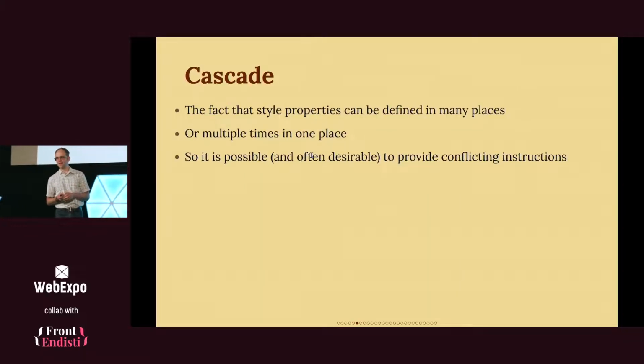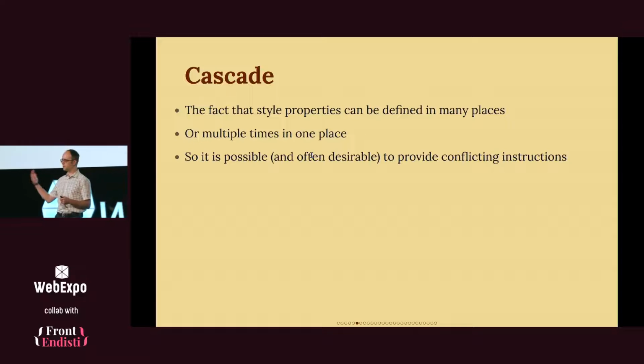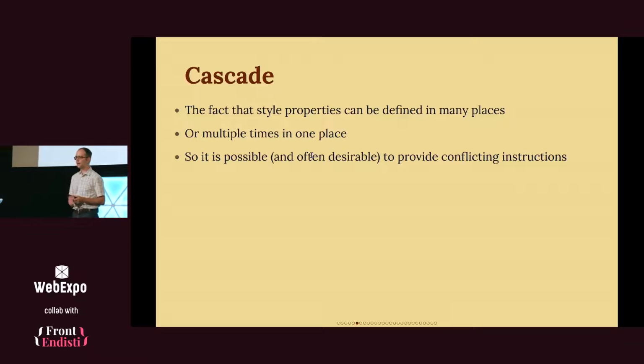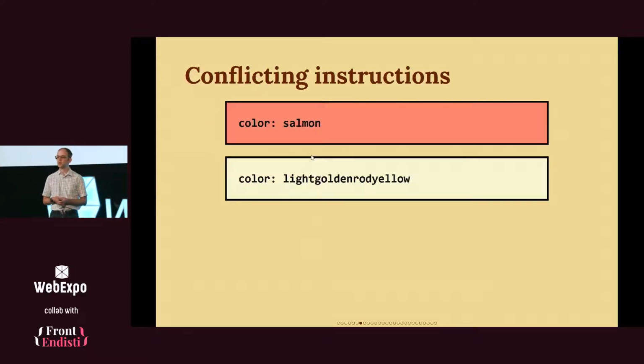And the cascade itself is related to the fact that one CSS property might be defined in multiple places throughout the code base, throughout the whole list of different style sheets provided by user, by the browser, by the application itself, and so on, or even in multiple places or multiple times in one particular style sheet. So it's possible and also often desirable to provide conflicting instructions. Let's have a look at what a conflicting instruction is.